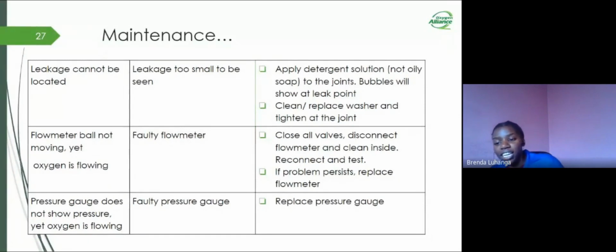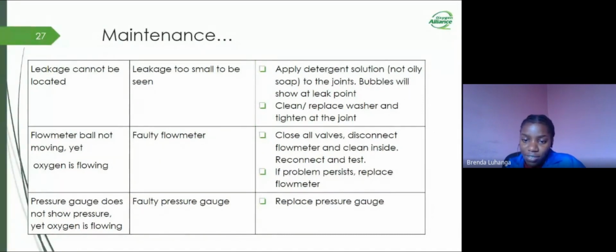This is generally as a result of a faulty flow meter. So you need to disconnect the flow meter, clean it inside, and reconnect and test it. But if it doesn't change anything, then you can replace the flow meter altogether.